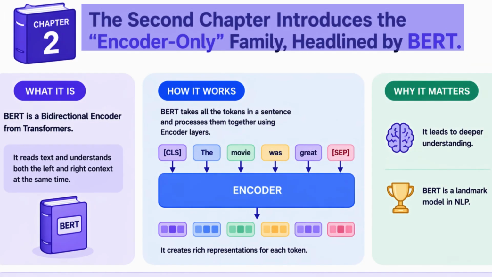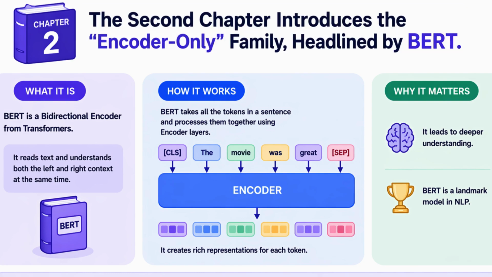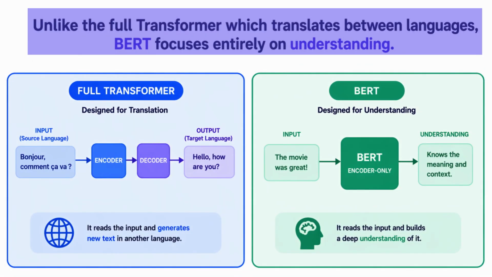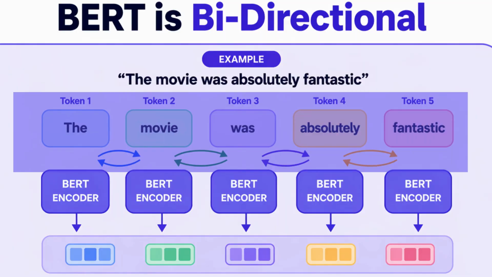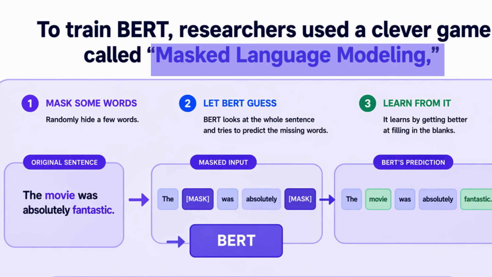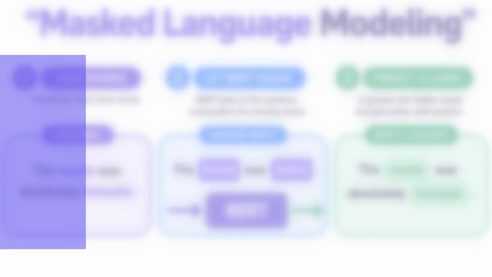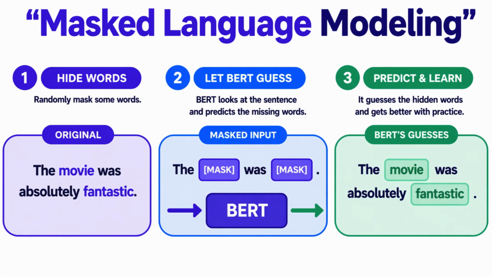The second chapter introduces the encoder-only family, headlined by BERT. Unlike the full transformer, which translates between languages, BERT focuses entirely on understanding. It is bidirectional, meaning it looks at the words both to the left and the right of every single token simultaneously. To train BERT, researchers used a clever game called masked language modeling, where they hide certain words in a sentence and force the AI to guess them using the surrounding context.